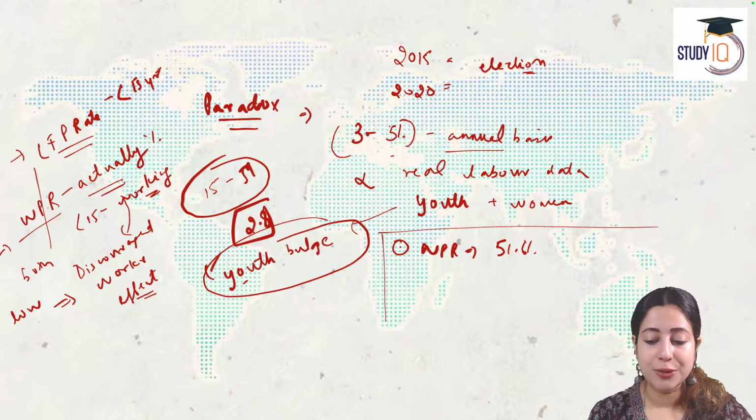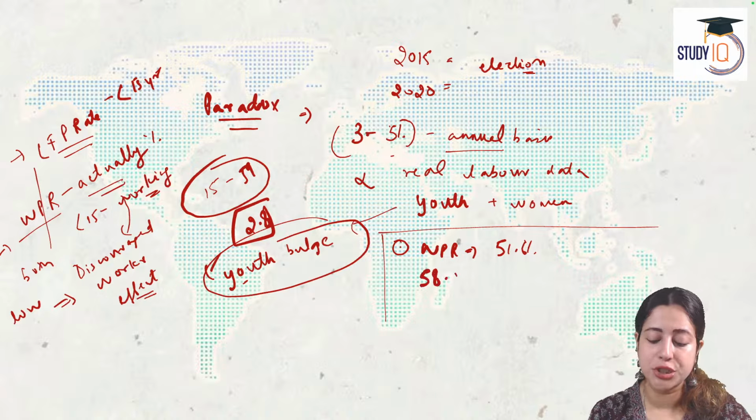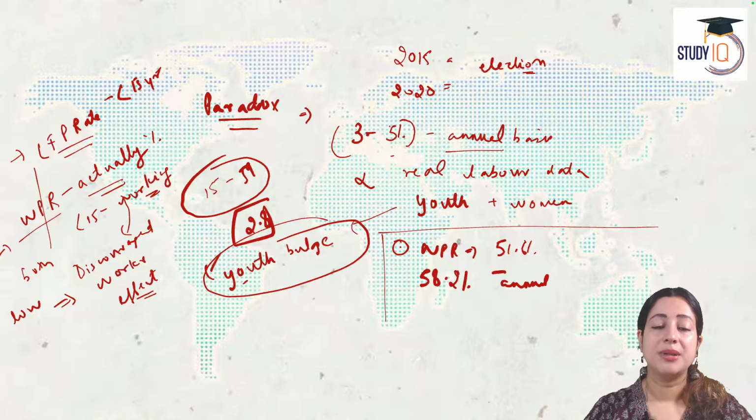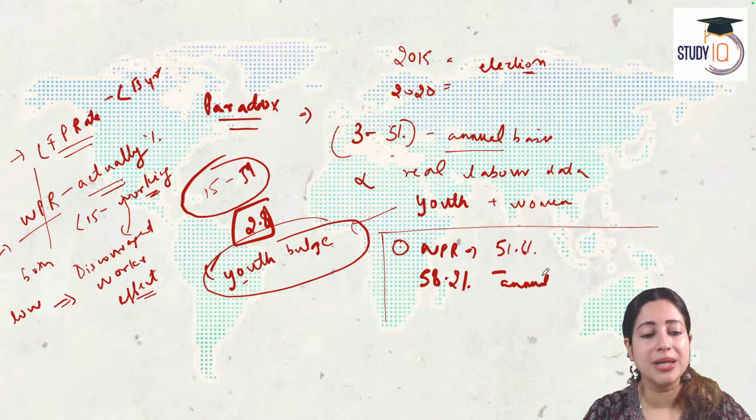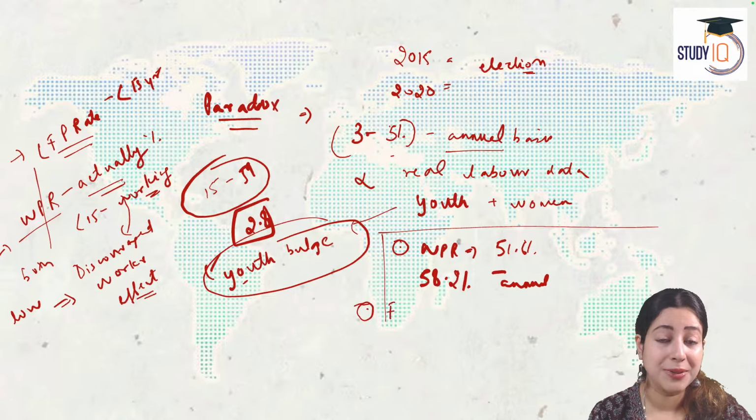If you talk about the all India average, what is the worker population ratio all India? Then you will realize it is about 58.2% annually. Look at the difference here. Bihar 51.6%, all India 58.2%.